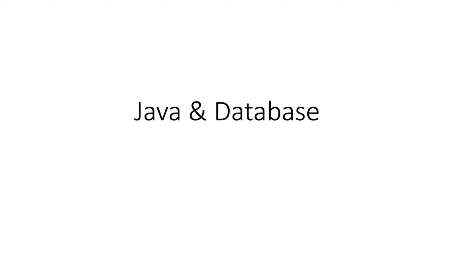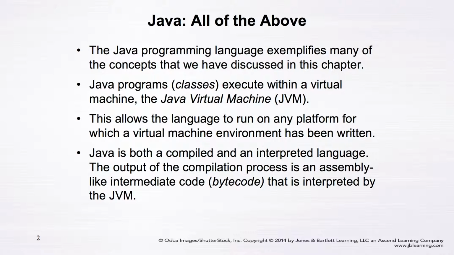So in this video, I'm going to talk about Java and database. The Java programming language exemplifies many of the concepts that we have discussed so far. Basically, a Java program is classes that execute within a virtual machine we call a Java Virtual Machine, a JVM. This allows the language to run on any platform for which a virtual machine environment has been written.